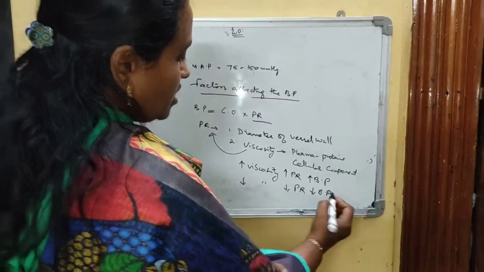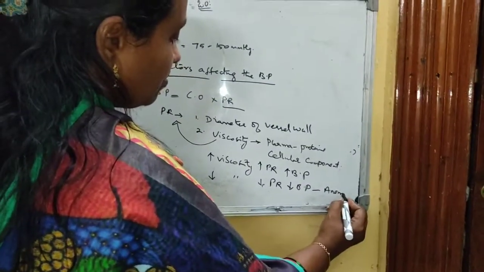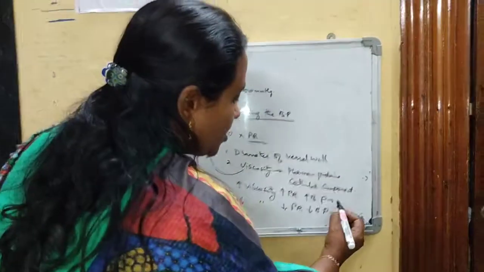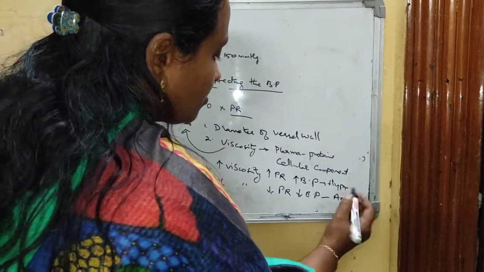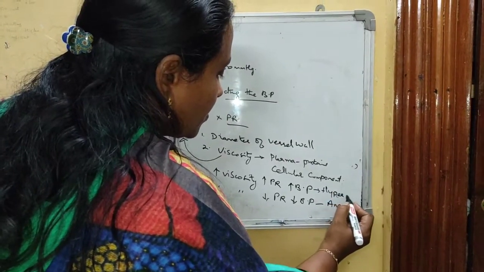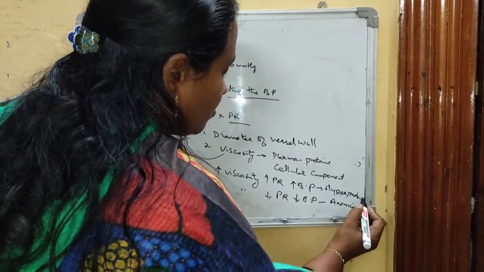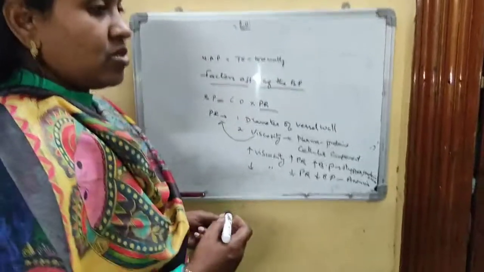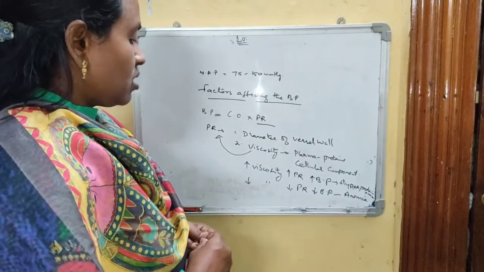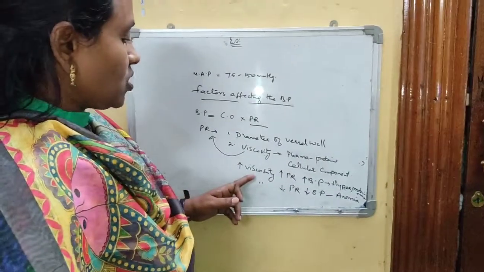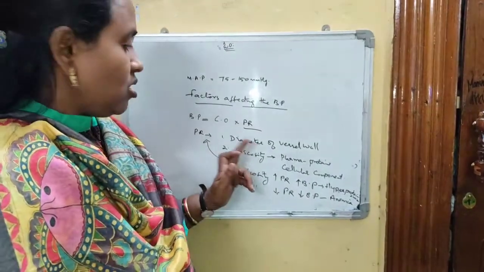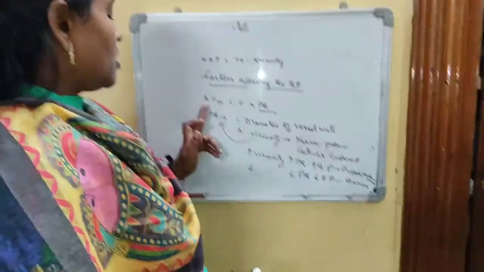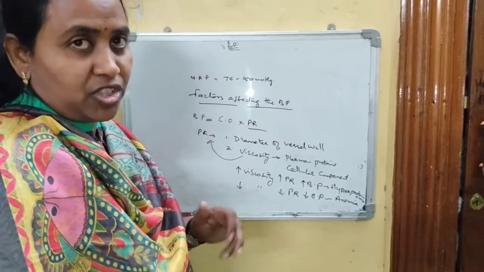Decreased viscosity is seen in conditions like anemia. Increased viscosity is seen in conditions like hyperproteinemia. So these are the two examples we can quote for viscosity. These factors, viscosity and diameter of the vessel wall, are the factors which affect the peripheral resistance, which is going to affect the blood pressure.